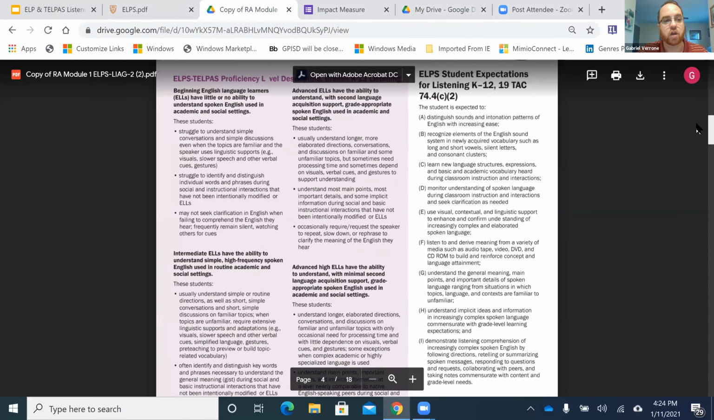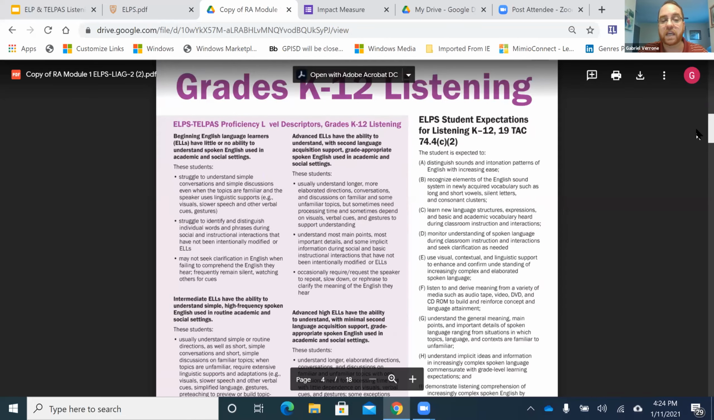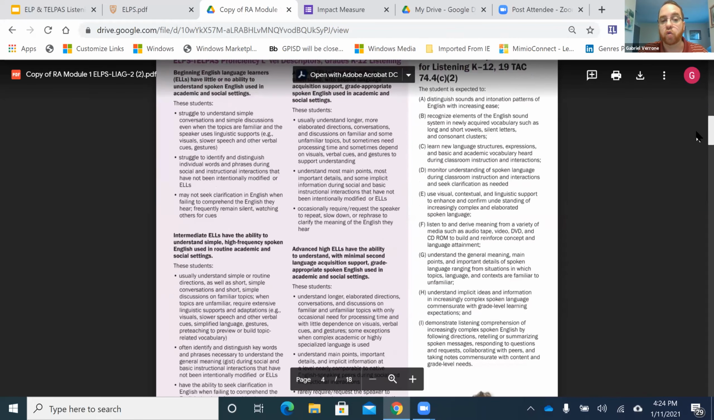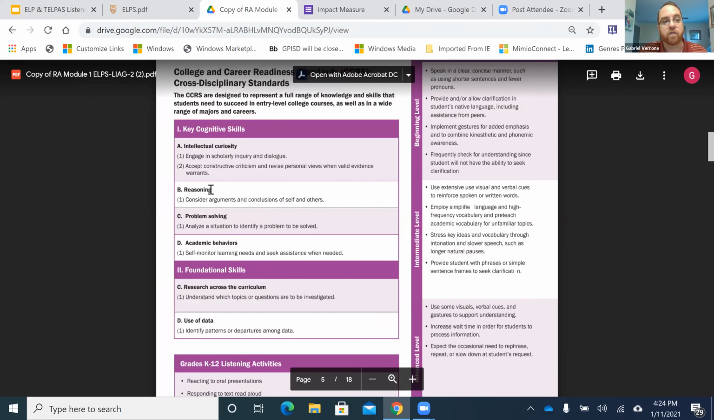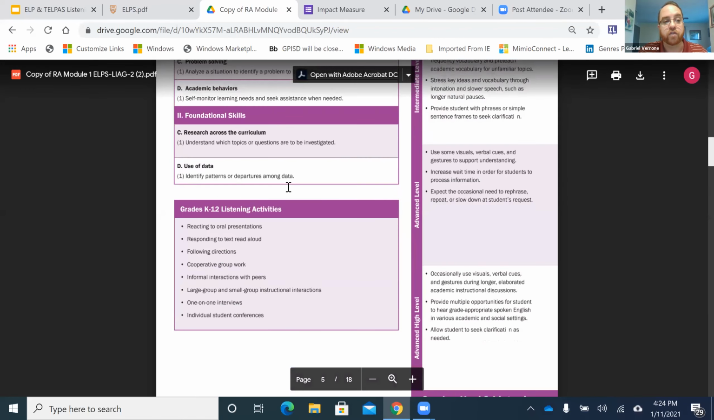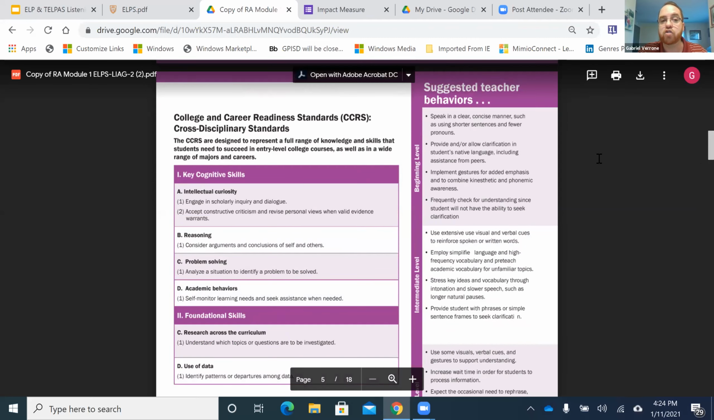Okay, you're going to see here the proficiency descriptors, which we just saw. You'll also notice, right, the specific ELPS related to listening are only A through I, so they're not overwhelming, right? The student expectations are reasonable and doable. But then on the next page, you have the associated key cognitive skills, the foundational skills. You have some specific suggestions as to activities that you can do with your students. And then you also have suggested teacher behaviors for each level of proficiency.